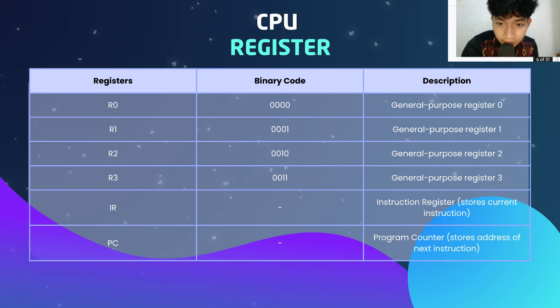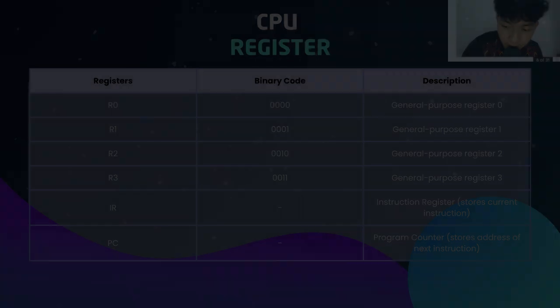For register IR, it is the instruction register. It stores the code instruction. And for register PC, it is the program counter. It stores the address of the next instruction.